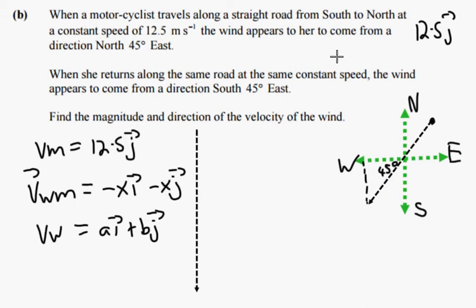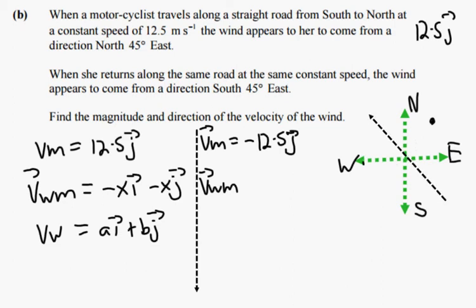She returns along the same road. A return journey, what does that mean? Minus 12.5 j. She's going directly south this time around. The velocity of the wind relative to this motorcyclist is going to be what? It appears to come from a direction south 45 degrees east. South 45 degrees east, anybody? So it's actually coming from this direction this time. South, oh sorry, no, my fault. It's not at all. Southeast is down here.